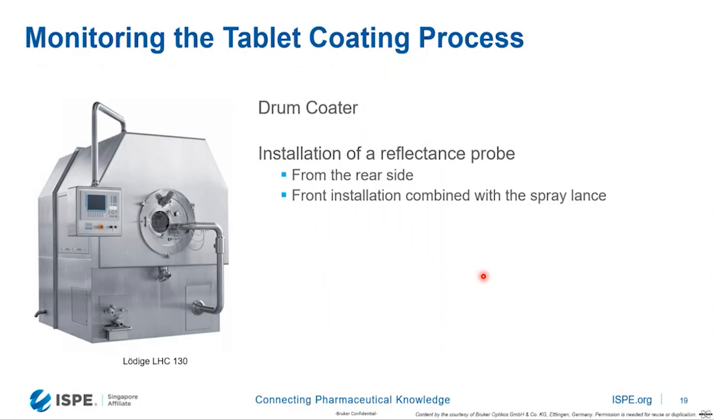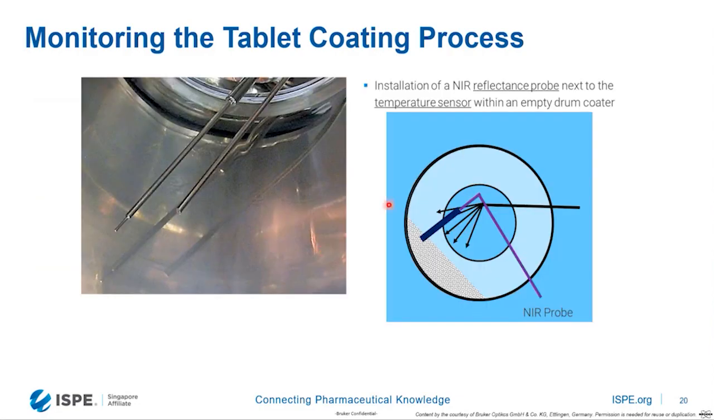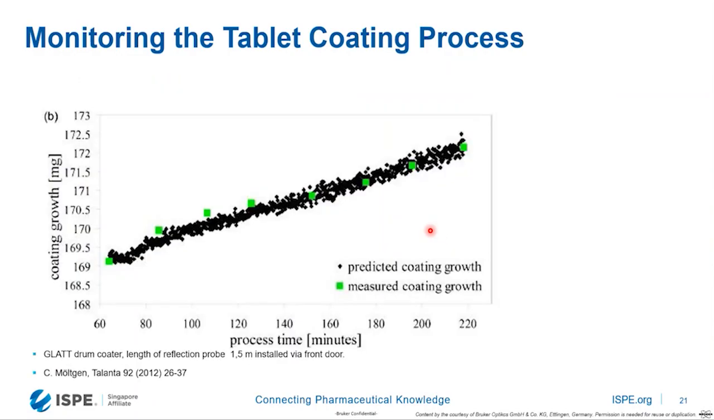Last but not least is the drum coater. Here, it looks like a washing machine. Most of the time we are coating the tablet with certain chemicals. We want the coating to be not too much and not too little, so we can put a solid probe inside while the drum is moving. Then we can monitor the growth of the tablet in real time, and you can decide when to stop it.